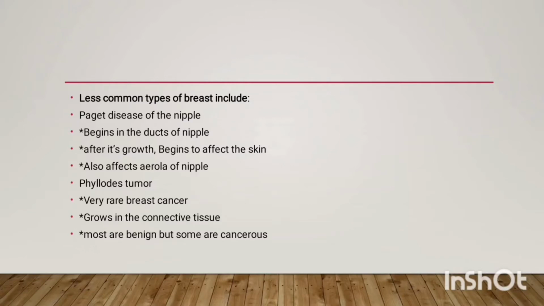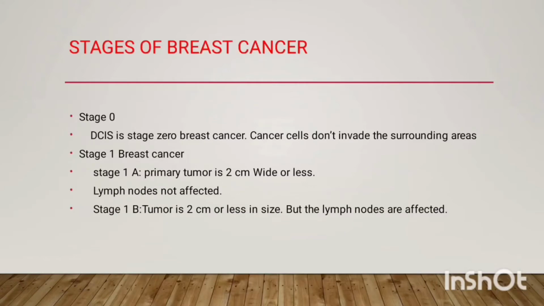The stage of breast cancer is very important for its treatment, that is, what is the stage or extent of the breast cancer, and then according to its stage the treatment plan is made. So stage 0: in this case the breast cancer cells do not invade the surrounding areas. Ductal carcinoma in situ is stage 0 cancer. Then stage 1 breast cancer. Here there are two main divisions.